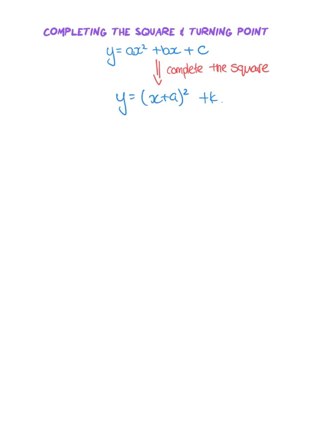Okay, completing the square and turning point. So today we're going to look at how we can take the polynomial form quadratic and turn it into turning point form, because as we know when we're graphing, it's easy to graph turning point form. The way we get it from polynomial down to turning point form is we do the process of completing the square.